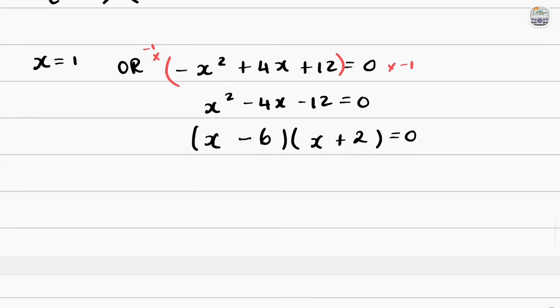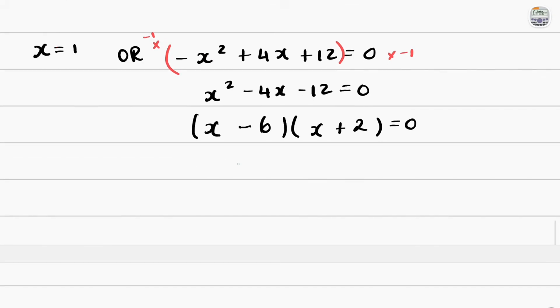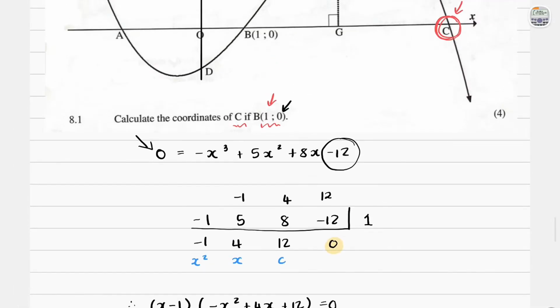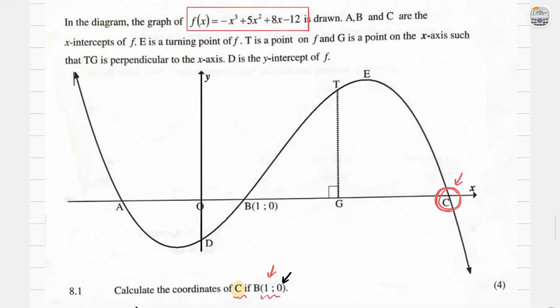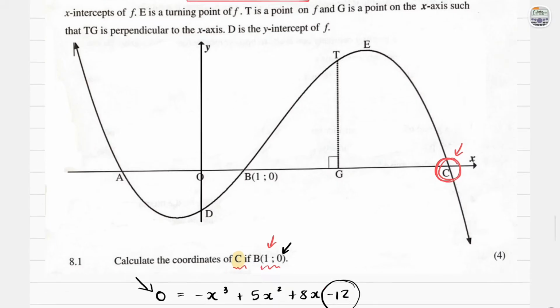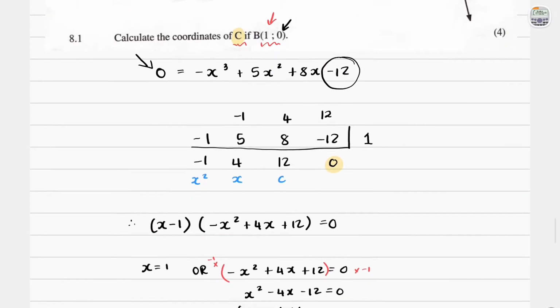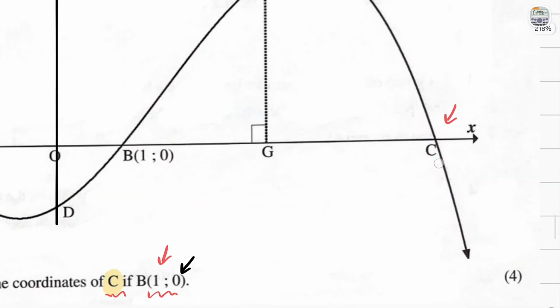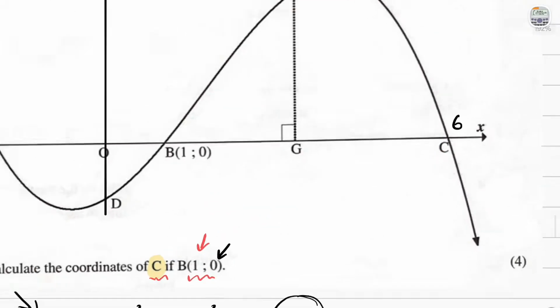And they still multiply to negative 12. So this means that the other solutions we have are x equals positive 6 or x equals negative 2. And now we will just have to decide on which one is C that they asked us for. Okay, so C is way over here. So it's the positive and it's the biggest positive one that we have. So that is 6. So C is 6 and we now know that.